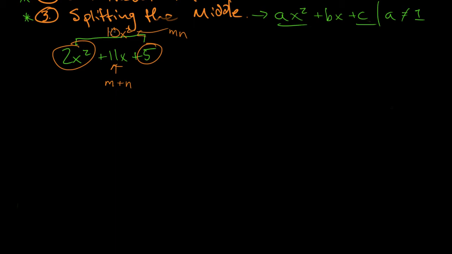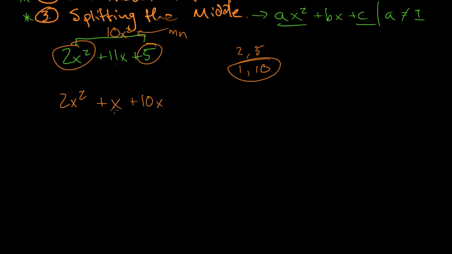I need things that multiply to 10 and add to 11. Well, things that multiply to 10 are 2 and 5, or 1 and 10. If it needs to add to 11, then 1 and 10 are my numbers. Splitting the middle, though, involves taking that middle term, the 11x, and breaking it up. So I'm going to write the expression now as 2x squared, and I'm going to break up 11x into x and 10x. So 1 and 10.